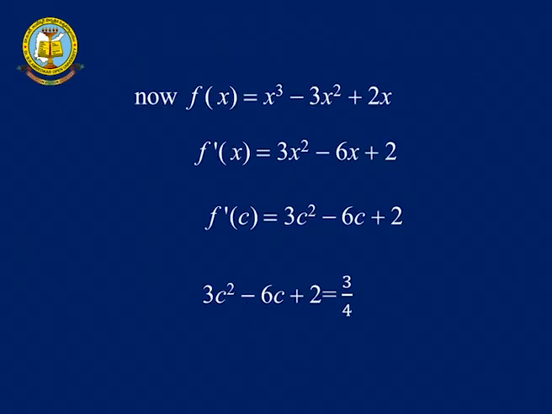Now after simplifying the function, we get f(x) = x³ − 3x² + 2x. Then f'(x) = 3x² − 6x + 2. Then f'(c) becomes, in place of x we substitute c, 3c² − 6c + 2. So from here f'(c) is 3/4. Now we can write 3c² − 6c + 2 = 3/4.